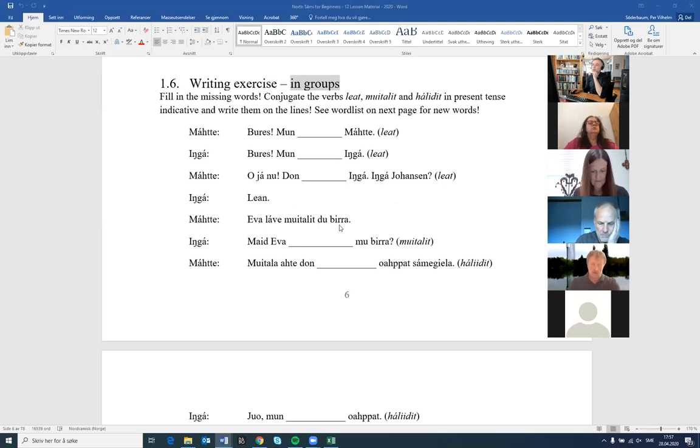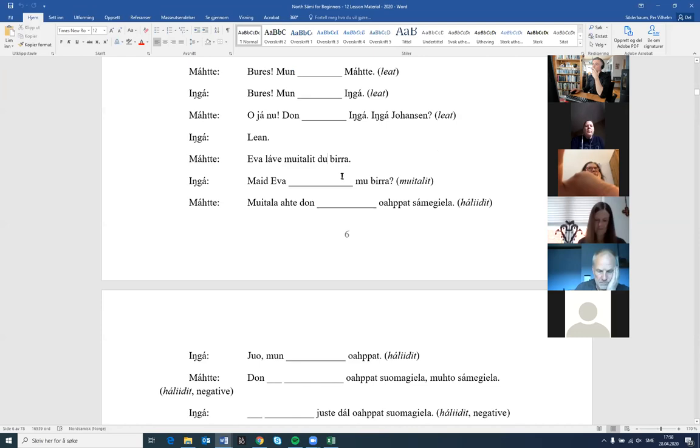Eva lave muita litu birra. Eva usually talks. Yes, Eva usually talks about you. Lave means she has a habit of doing this. And muita lit is to tell you about you. Birra is a postposition and you is in genitive. About yours, but in English you would translate it to about you, but the form is about yours because in English you have prepositions, but here it's a postposition, and it always takes this genitive form before.